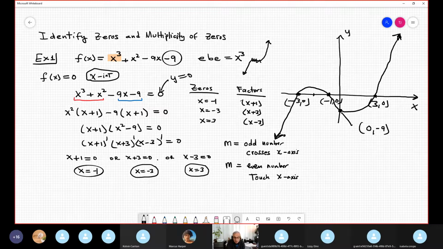Okay, do you have questions? Do you understand the idea of this elementary example, number 1?